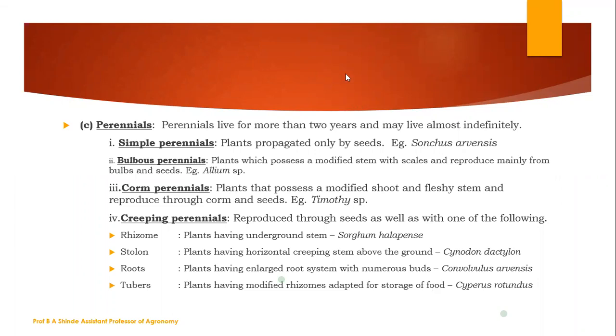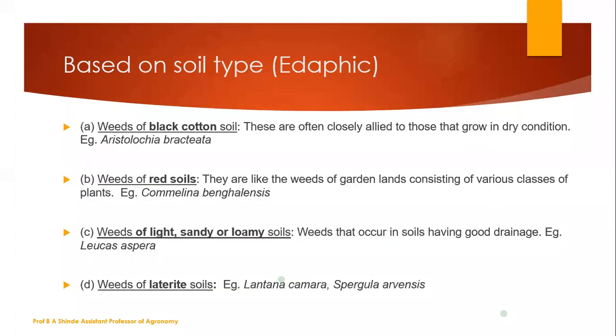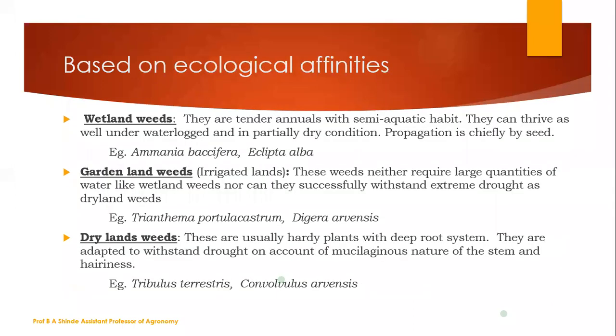Classification of weeds. Correct. Classification of weeds on the basis of lifespan. Okay. Then another classification is based on ecological affinities, which are affinities to particular areas. The particular areas are like wetland, garden land, dry land, and so on, and the classification is based on such ecological affinities.